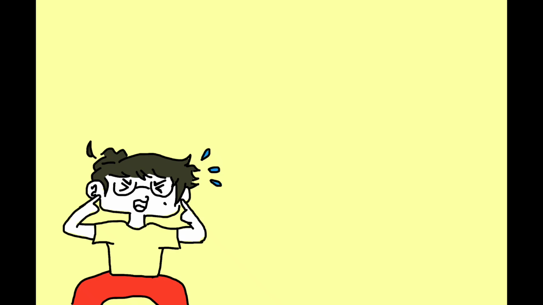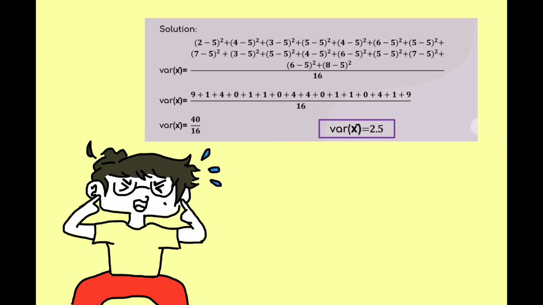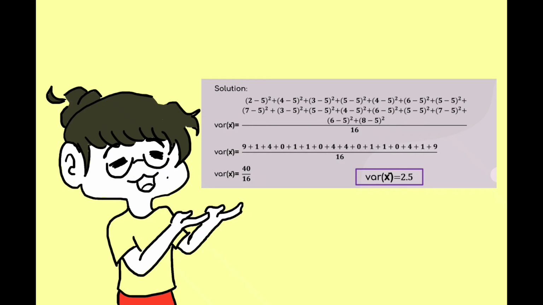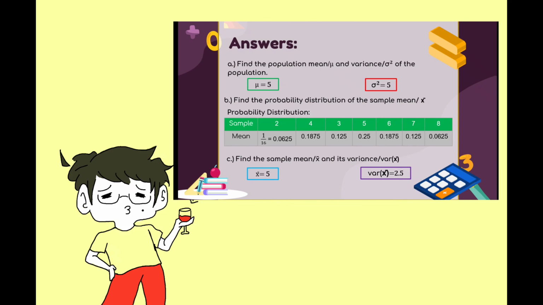After doing all that 16 times, it would look like this. It should look like this. So yeah. First, we have to solve the one inside the parenthesis. So after we solve that, we square each one, and then we now add them all and we divide it by 16. So after adding them, we get 40. So now we do 40 over 16 and we get 2.5. So 2.5 is the variance of the sample mean. Here are all the answers for all the questions.